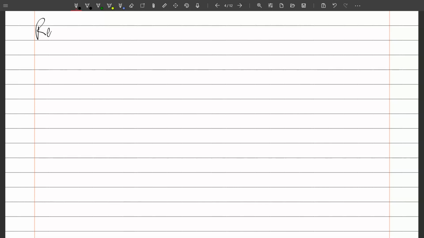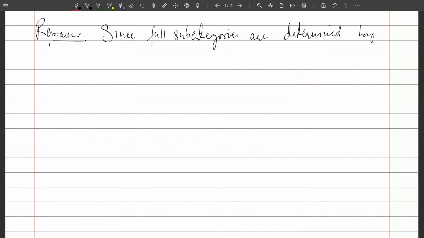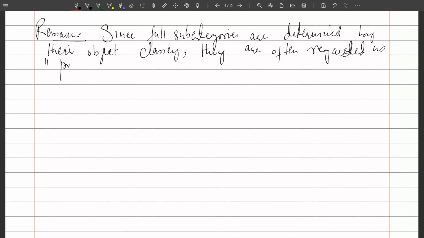So we should make a remark here. Since full subcategories are determined by their object classes, for this reason they are often regarded as properties of objects.